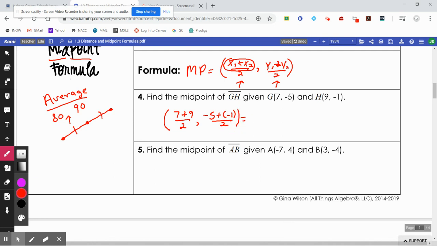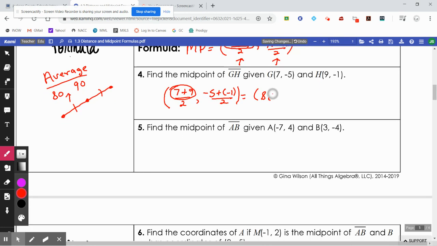And we should already know what our answer here is going to be. When you do 7 and 9, again, we're looking for the average here, but when you add them, you get 16 divided by 2, which gives you 8, which we already knew is the value directly in between 7 and 9. Negative 5 and negative 1 is negative 6. When you divide that by 2, it gives you a negative 3. So the midpoint of this line segment is going to be (8, -3).